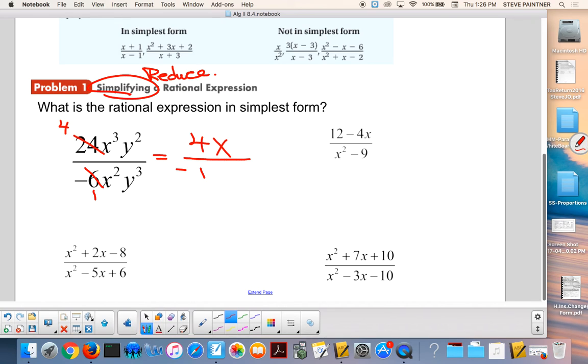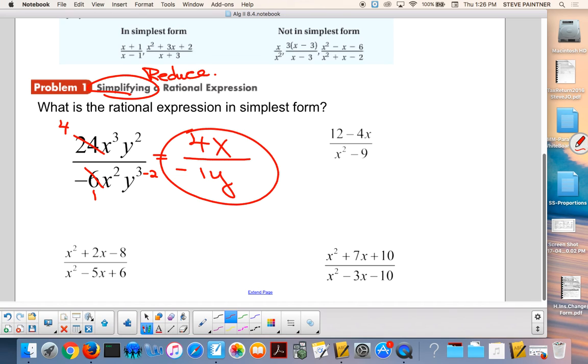Y on the bottom. Exactly. The y's cancel. 3 minus the 2 on the top equals y. This becomes your answer, correct? There's nothing to do now, right? I got x's over y's, I can't do it. I got 4 over, what's this number?